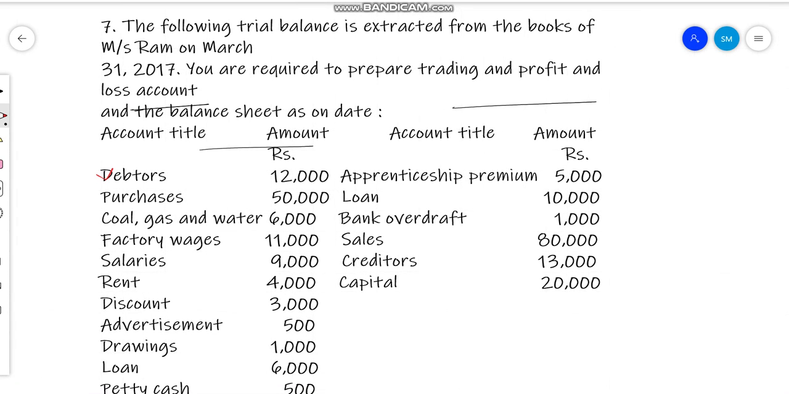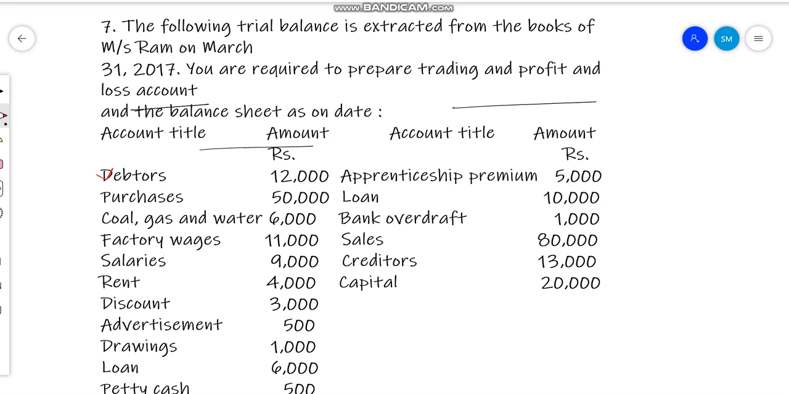Hi everyone. As I told, we will be solving one numerical so that it will help you in understanding how we prepare the trading and profit and loss account, how to calculate the gross profit, how to calculate the net profit, and also how to post it in the balance sheet. I have taken question number 7 of your NCERT textbook, Accountancy Part 2.